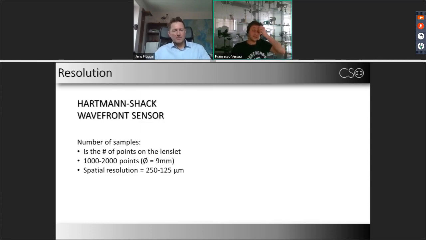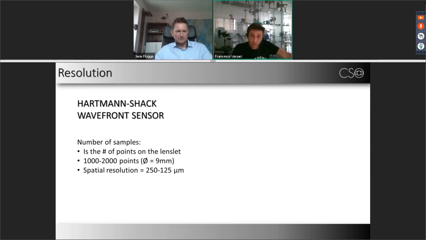So let's start comparing the resolution of the two systems. The resolution of the Hartmann-Shack is pretty simple to calculate, because it's simply the number of lenses of the lenslet. So if I'm mounting a lenslet with 1,000 points, I'm going to have 1,000 samples. Very simple. And usually the spatial resolution, if we consider a 9 mm pupil, is between 250 and 125 microns, according to the number of points.